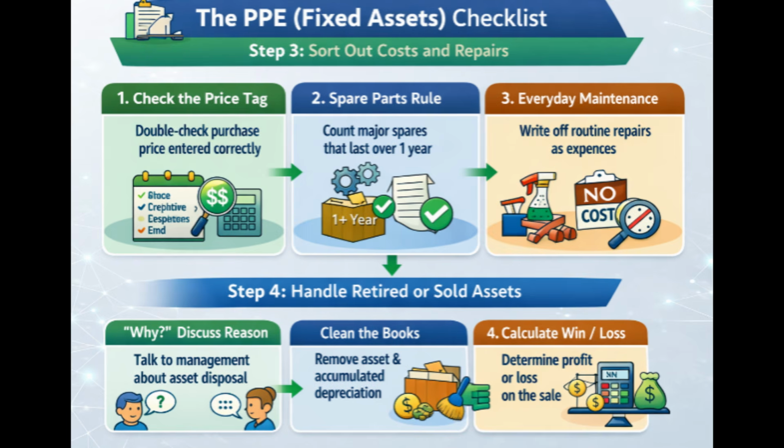Step 4. Handle retired or sold assets. 1. Ask, why? Talk to management to understand the business reason for getting rid of an asset, for example, scrapping a broken machine or trading it in for a newer model. 2. Clean the books. When an asset is sold or scrapped, wipe its original cost and all of its built-up, accumulated depreciation off the books. 3. Calculate win-loss. Calculate the exact difference between what it was worth on the books and what it was sold for to record the correct profit or loss.